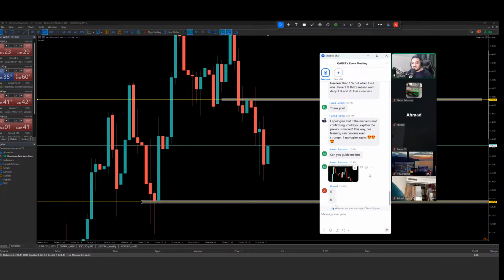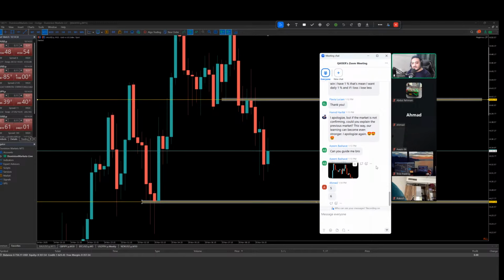I apologize, but if the market is not confirming, could you explain the previous market? This way, over learning can become even stronger. I apologize, what previous market? Send me the chart if you want to ask anything about the charts. Look at this one, 5, 6. You lose that account. Can you guide me, bro?